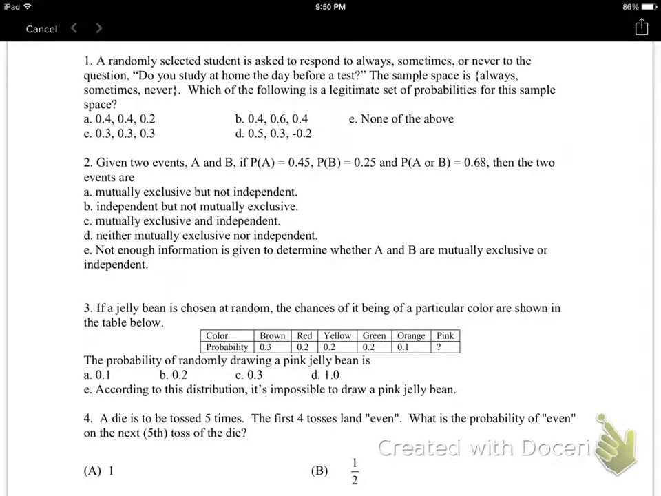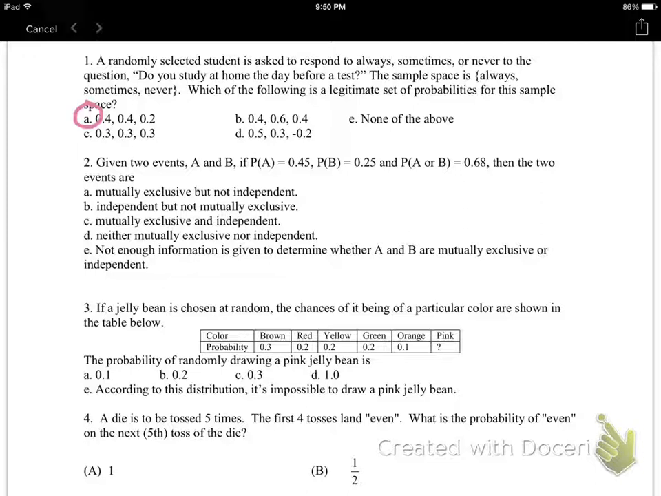All right, let's look at number 1, and they want to know which set of probabilities is legitimate. So remember, probabilities always go between 0 and 1, so that means you can't be over 1 and you can't be negative. And the only one that meets that criteria here is A, because 0.4 plus 0.4 plus 0.2 is 1.